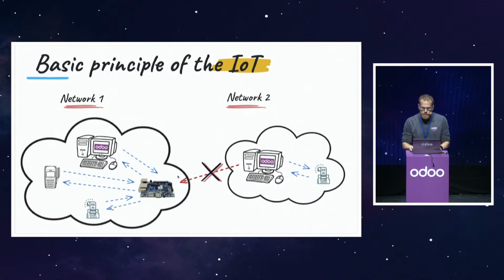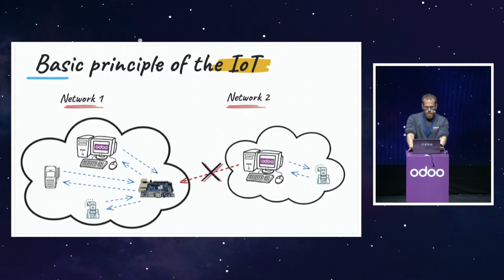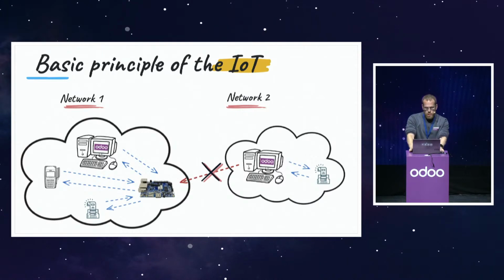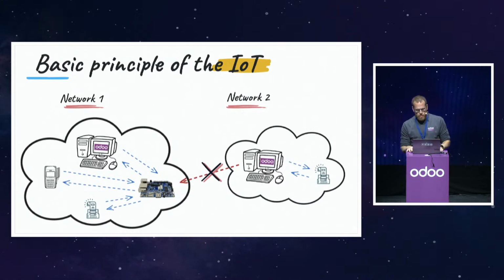And this is really something important because most of the time, most of the issues come from the networks. So make sure that every time you use the IoT, you're on the same network.